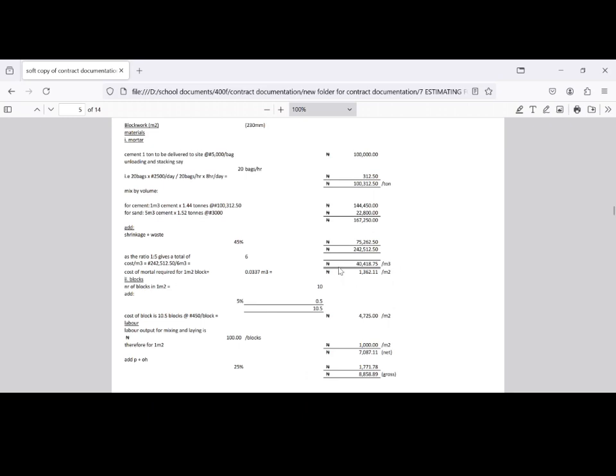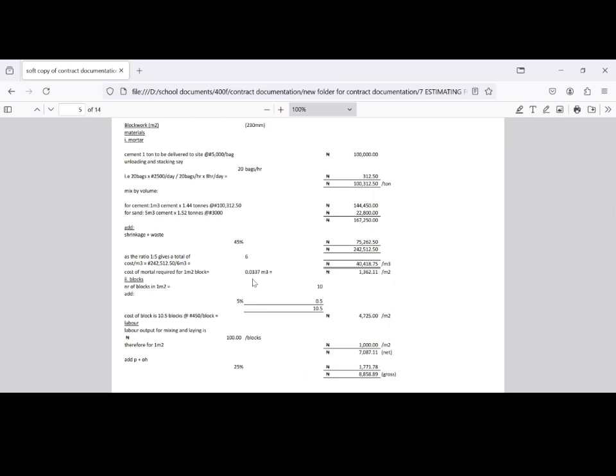So this is the cost per meter cube for mortar. Now, remember our block work is in square meter. So how much mortar are we going to need for 1 square meter of block? We'll need 0.0337 cubic meter to lay 1 square meter of block. That is, to lay 10 blocks, we need this quantity of mortar.